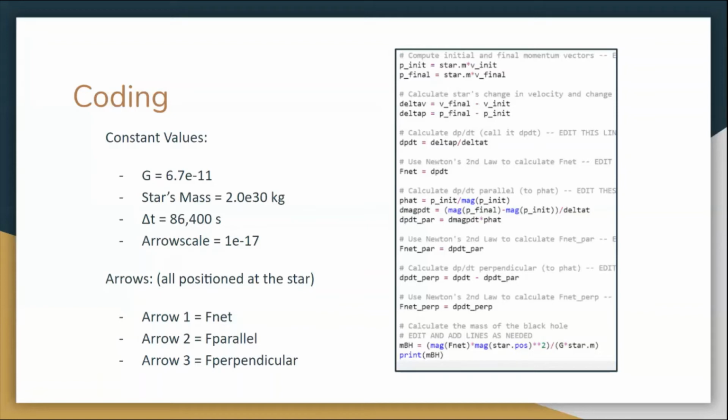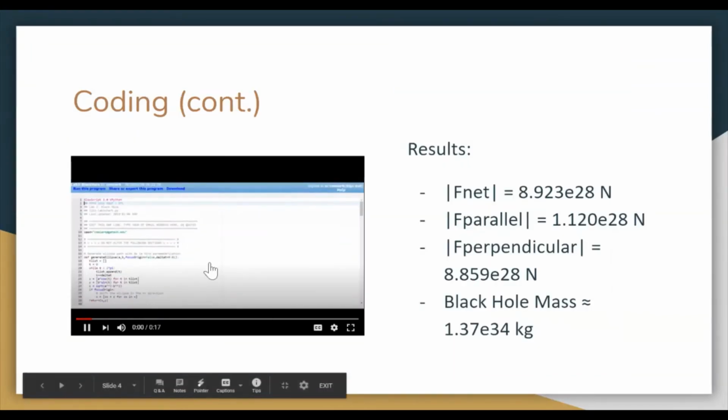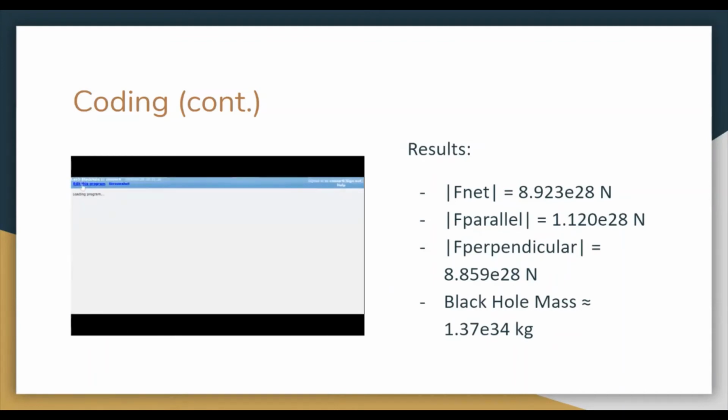Finally, to represent the forces as arrows, we create 3 arrows, each positioned at the star's position. And we set 1 arrow to the net force, 1 arrow to the parallel net force, and 1 to the perpendicular net force. And we set the arrow scale to 1 times 10 to the negative 17th to be able to see the forces as arrows. After running the code with the changes implemented, we can see in this video the trajectory of the star around the black hole, as well as the arrows representing the net force parallel and the net force perpendicular as the star moves in the trajectory.